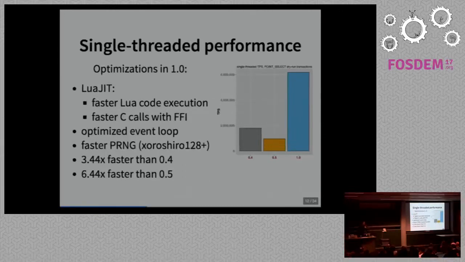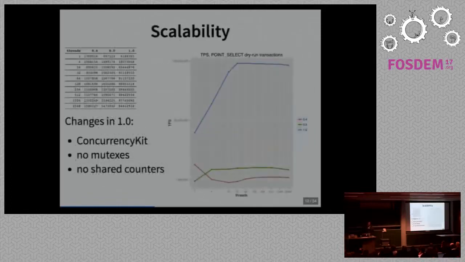As a result, sysbench 1.0 is more than 3 times faster than the old 0.4, which was written purely in C, and more than 6 times faster than sysbench 0.5. What about scalability? This chart shows some scalability improvements, and they are even more dramatic than the single-thread performance improvements. The red line, which is sysbench 0.4, basically has negative scalability.